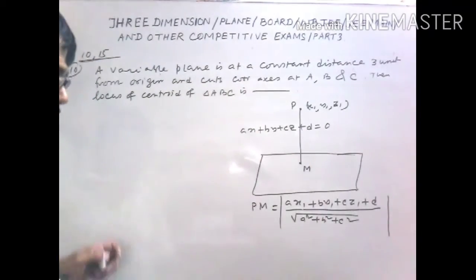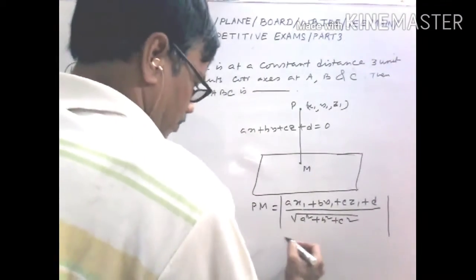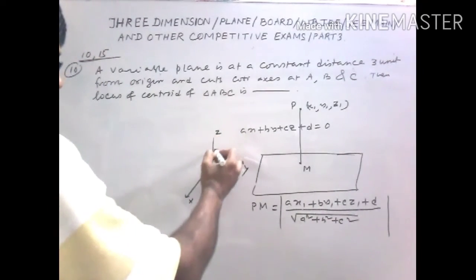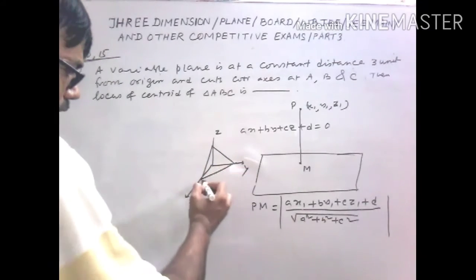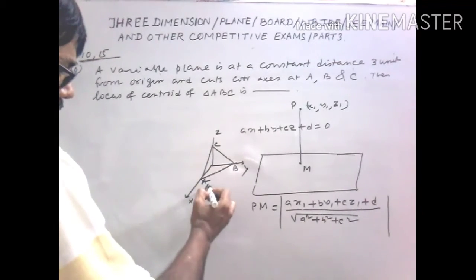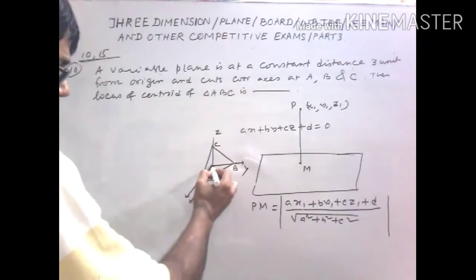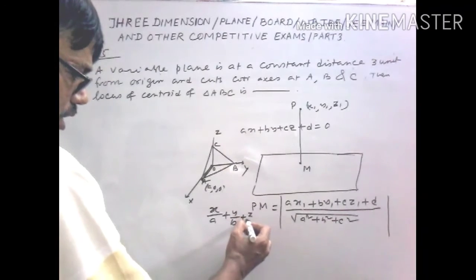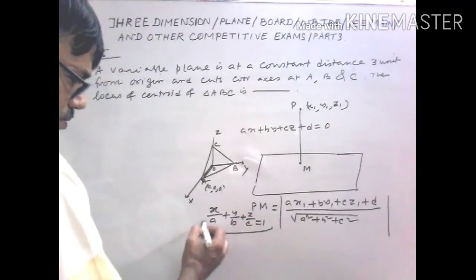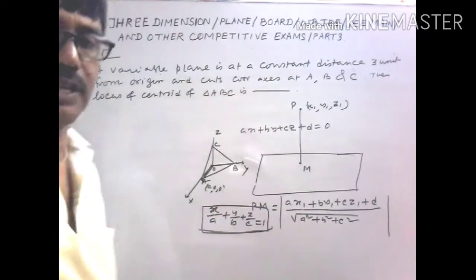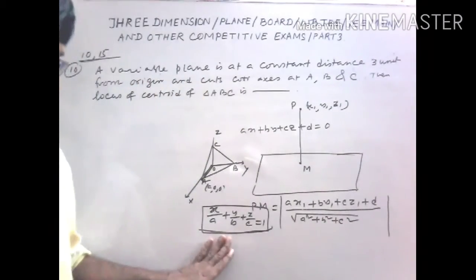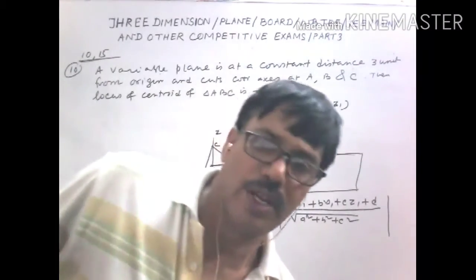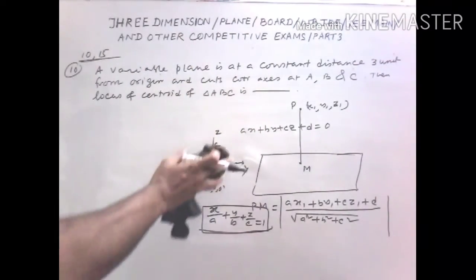Also we need an idea of the equation of a plane in intercept form. Take the x-axis, y-axis, z-axis. If the intercepts are A, B, C, this point is A, 0, 0, where OA is the x-intercept. Then the equation of the plane is x by A plus y by B plus z by C equals 1. This is the equation of a plane in intercept form. These two ideas are required for solving this problem. So very simple. Look.